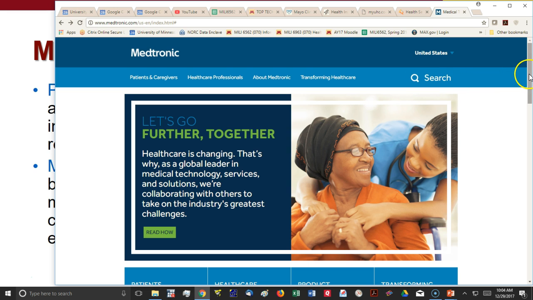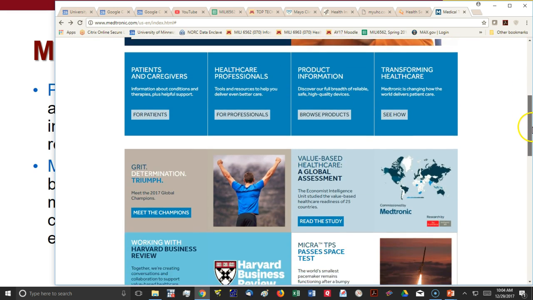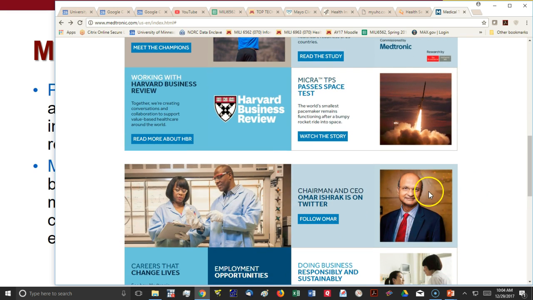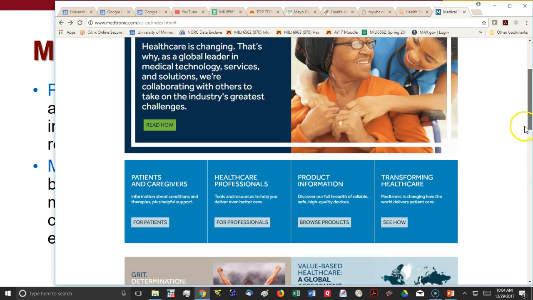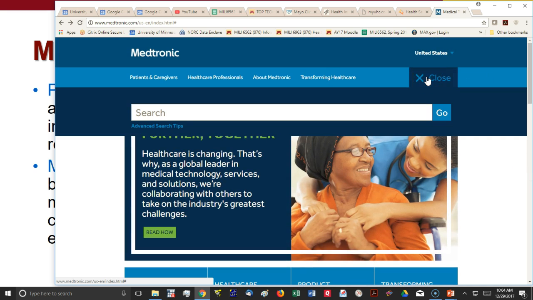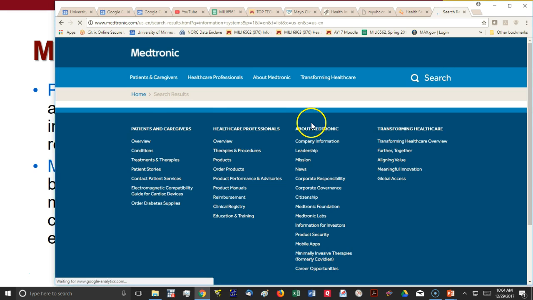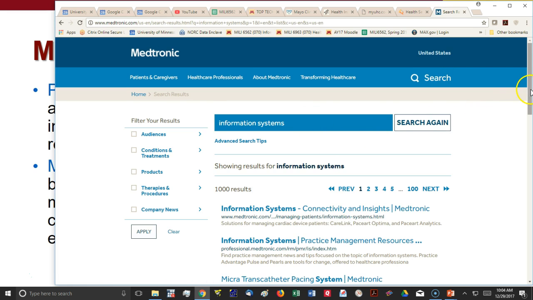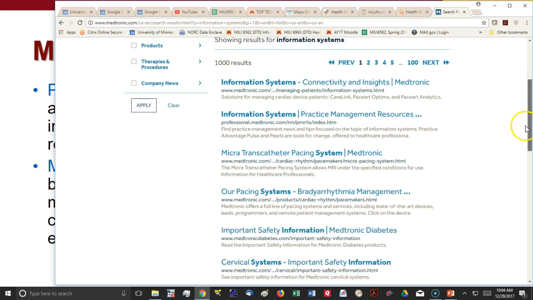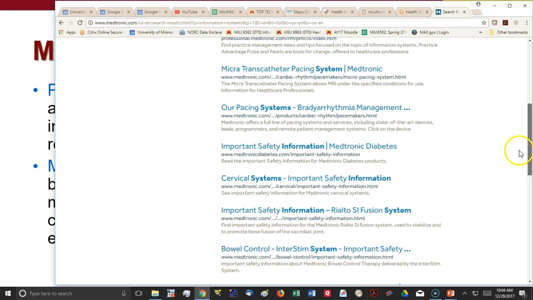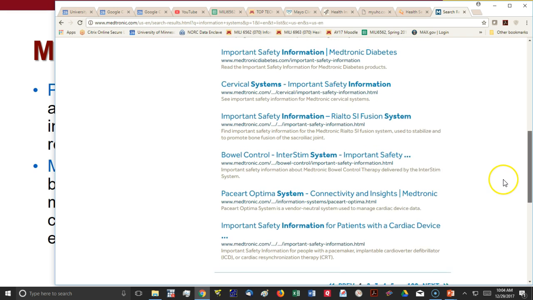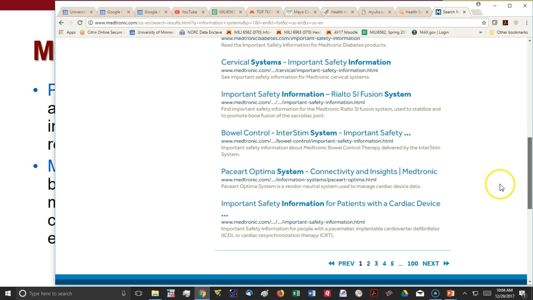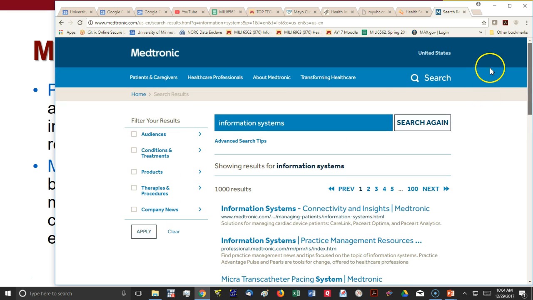And so, nice website, standard type stuff, value assessment, meet the CEO, Omar. But again, just innocent typing in here. Information systems. Let's just see what we get. So, connectivity systems, microcatheter pacing, clinical safety information, a whole variety of systems that are clearly connecting a lot of the components of what they have in the technology together.